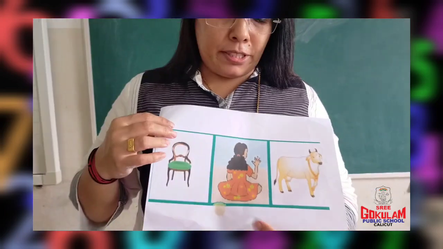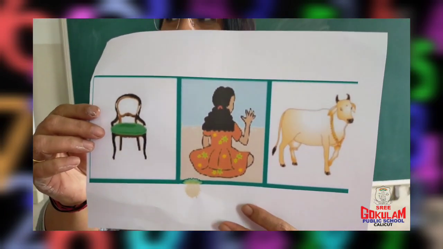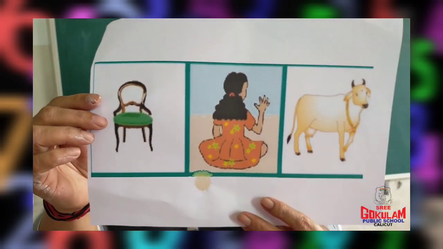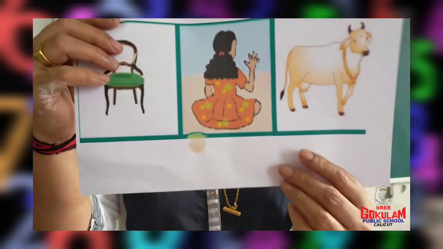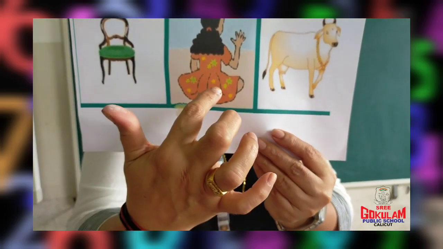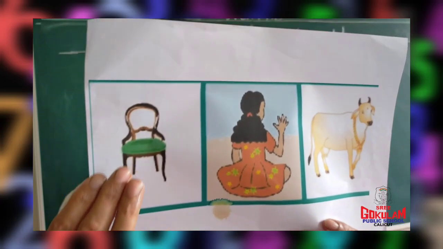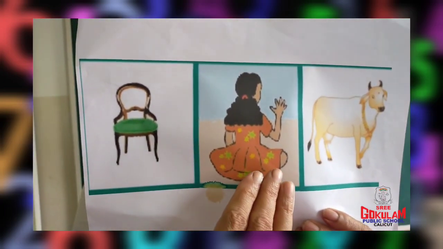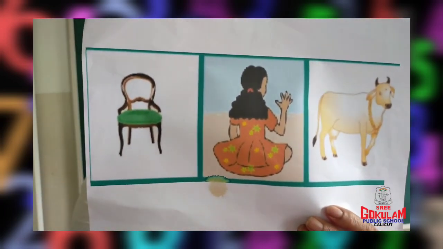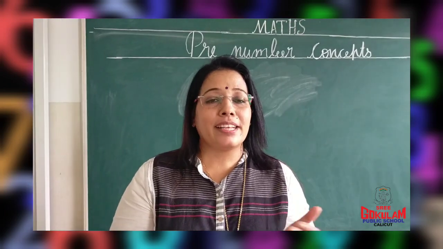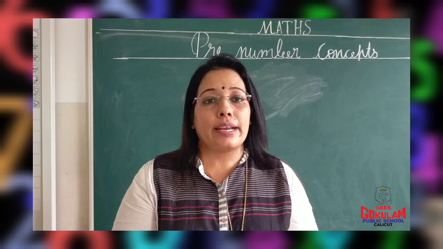Can you see this picture? Yes. Now, where is the cow? The cow is towards the right side of this girl. Where is the chair? The chair is towards the left side of the girl. Understood? Yes.